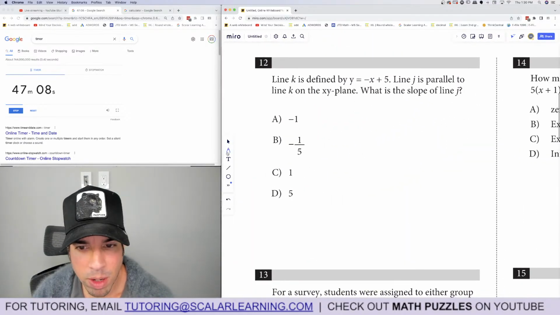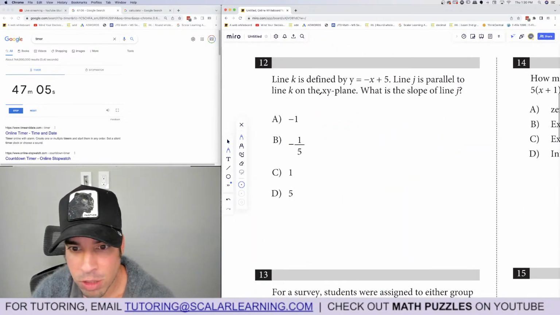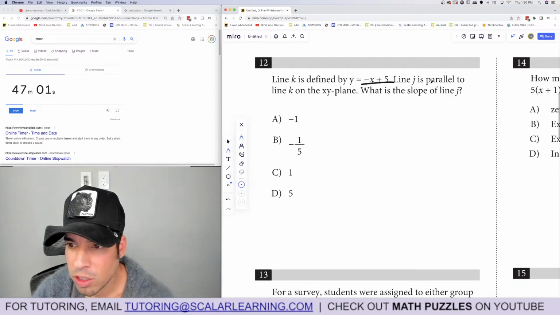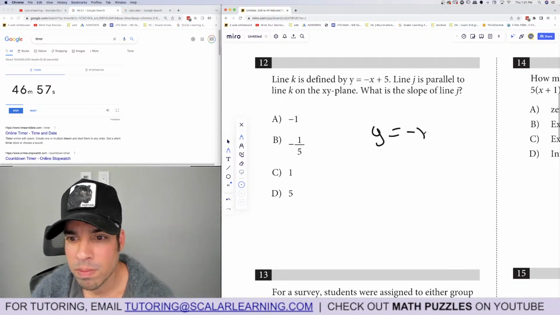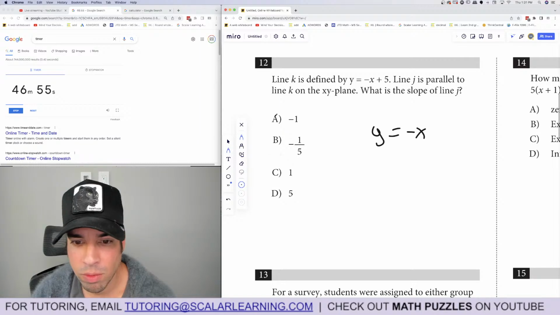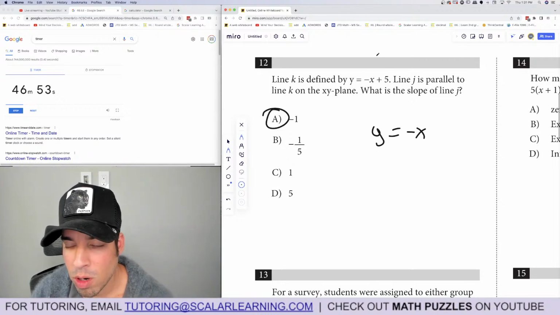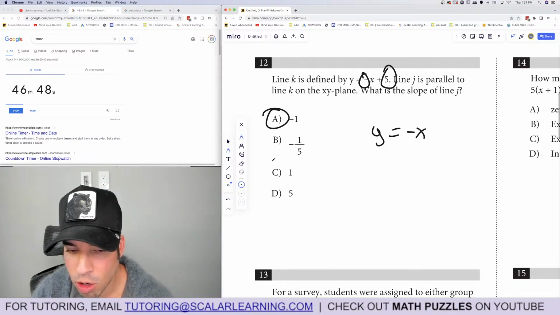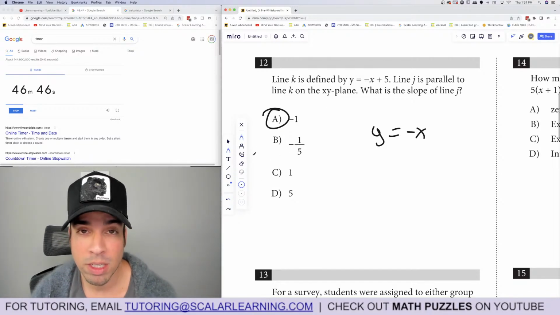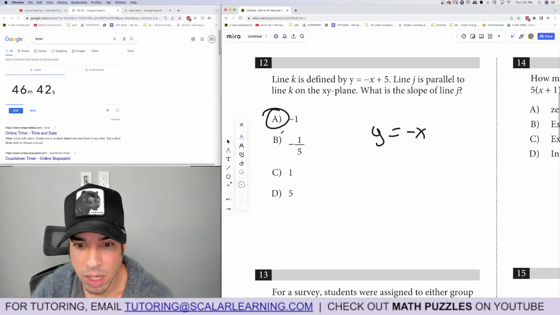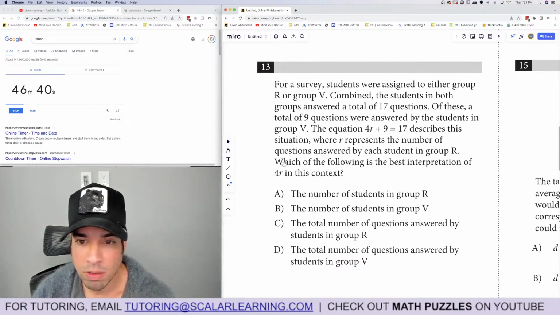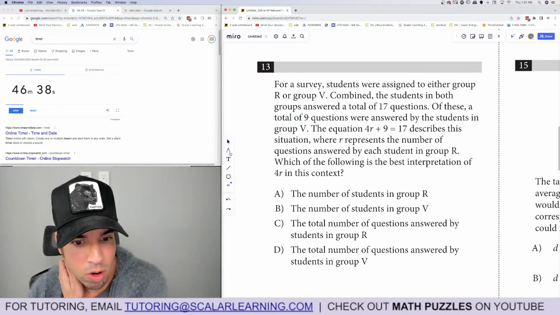12. Line k is defined by y equals negative x plus 5. Line j is parallel to k in the xy-plane. So line j is parallel, so it's going to also have a slope of negative 1. Oh, it's negative 1, that's it. Yeah, so y equals mx plus b. This is the y-intercept. This is the slope. And I know you might be like, oh, it's just a negative, but there is an invisible 1 there, so it's a negative 1. So parallel is going to have the same slope, negative 1. Boom, done.